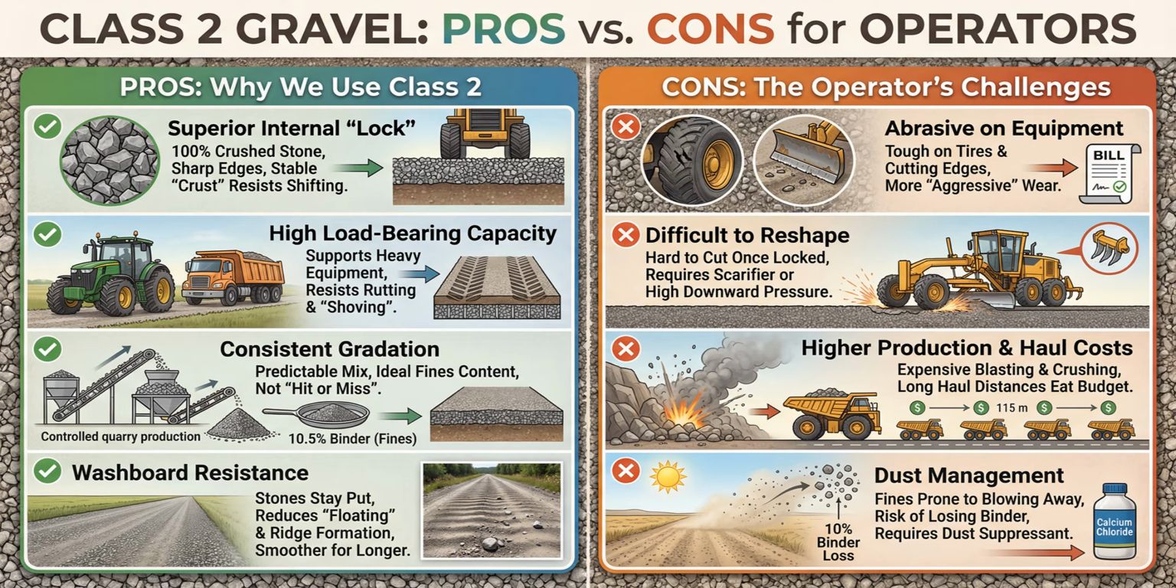Higher production and haul costs. Being 100% quarry rock means it must be blasted and crushed, which is an expensive process. If your county doesn't have a local quarry, the trucking costs to bring in this specific spec can eat up a budget quickly.